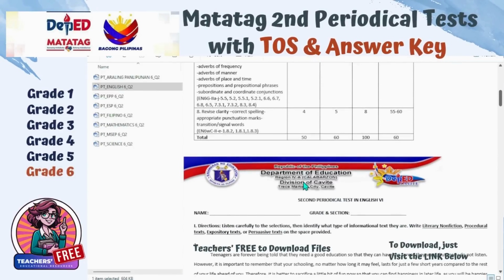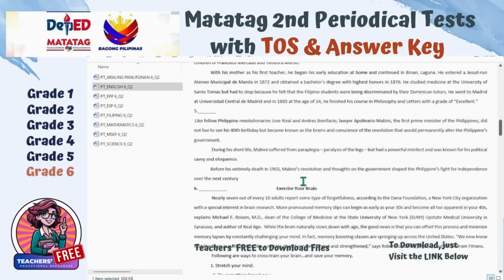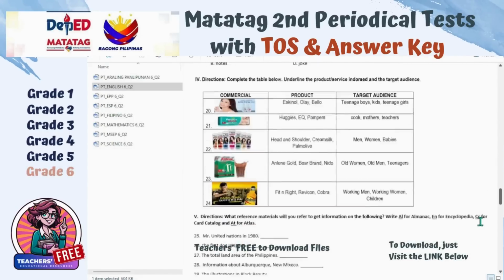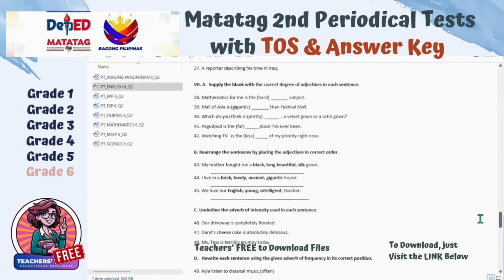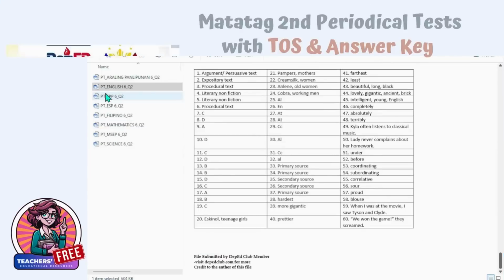You'll work on writing clear sentences using proper grammar, including adjectives, adverbs, prepositions, and conjunctions. Lastly, you'll practice revising for clarity with correct spelling, punctuation, and transition words.